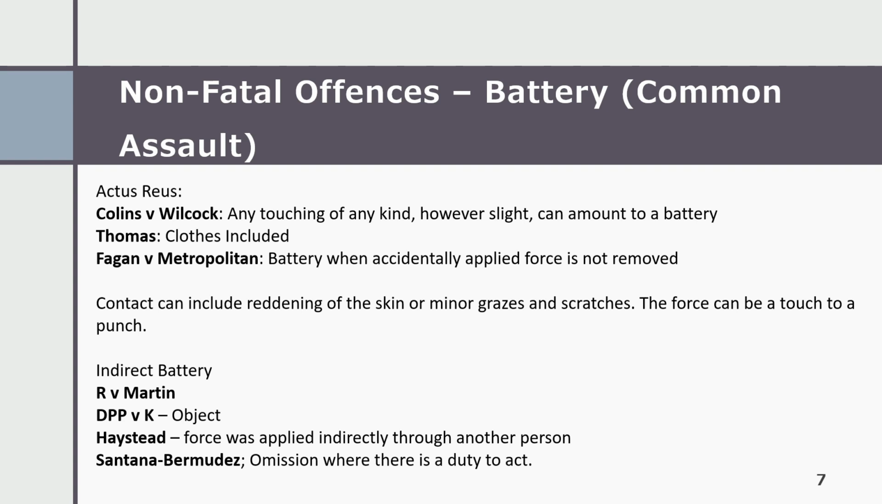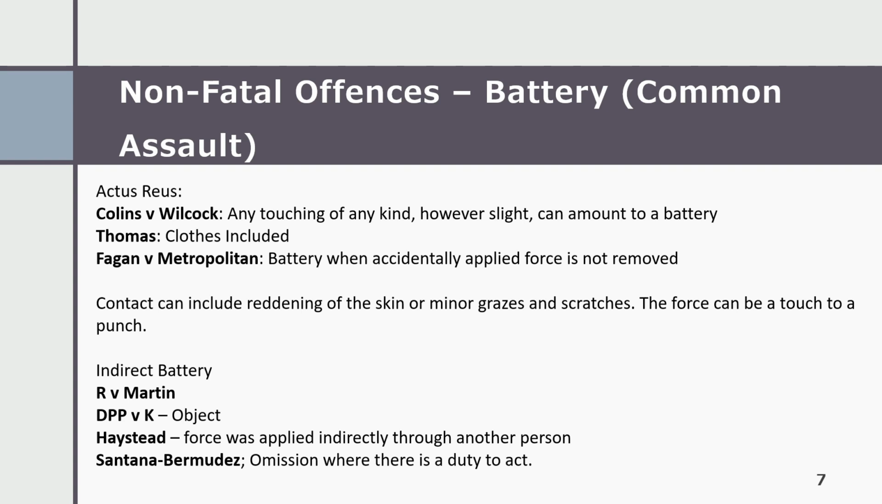So contact can include reddening of the skin or minor grazes and scratches. The force can be a touch to a punch. So minor grazes and scratches and reddening of the skin is important, because if you look at the definition of wounding in JCC v Eisenhower, minor grazes and scratches do not constitute a wounding, which means that they are allowed to constitute a battery. Same with reddening of the skin with ABH and GBH. It's not enough of a severe injury to constitute either of those offences.